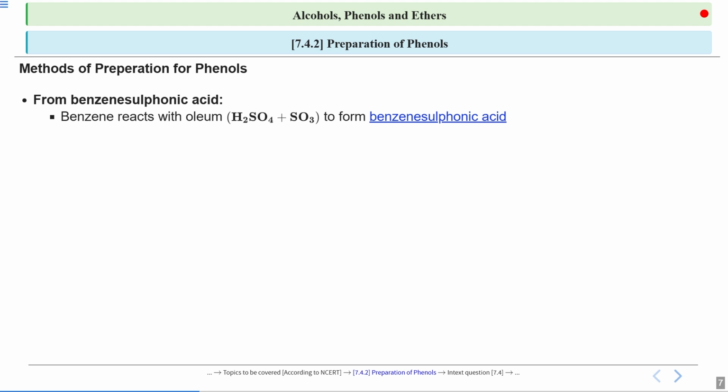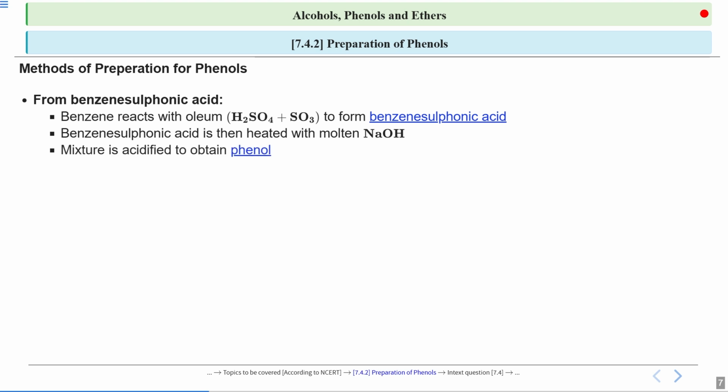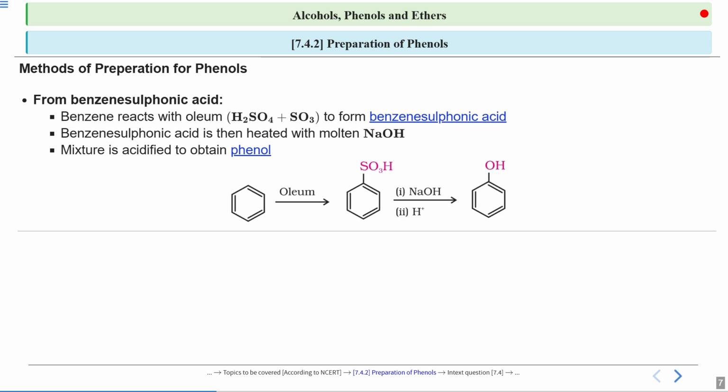Then the benzene sulfonic acid is heated with molten sodium hydroxide and you will get sodium phenoxide. Then that mixture is again acidified to obtain our final product, that is phenol. If you look upon the reaction, we have benzene ring, which is our initial reactant. You react it with oleum, H2SO4 plus SO3, and via this reaction between benzene and oleum, you will get a benzene sulfonic acid.